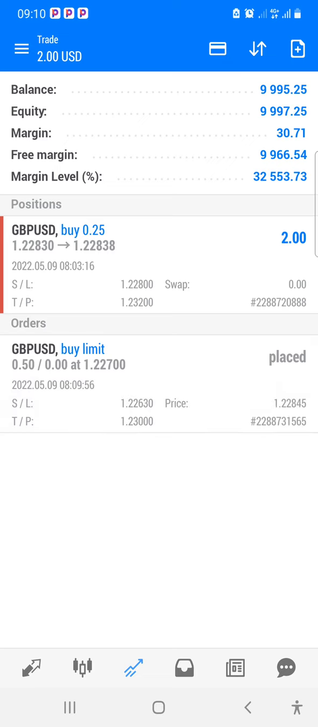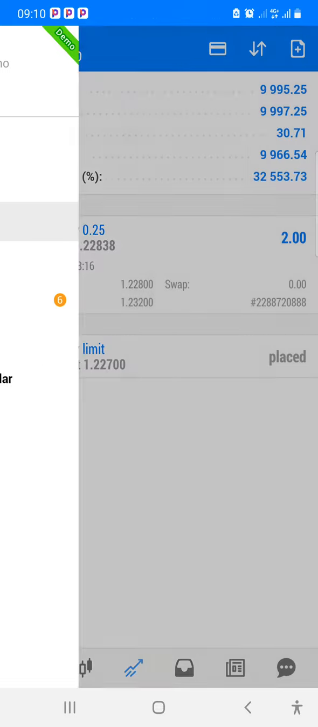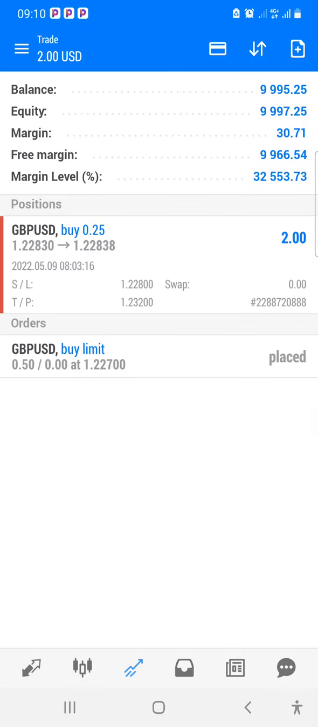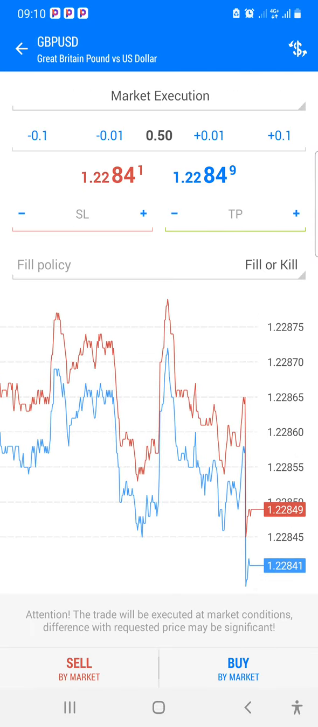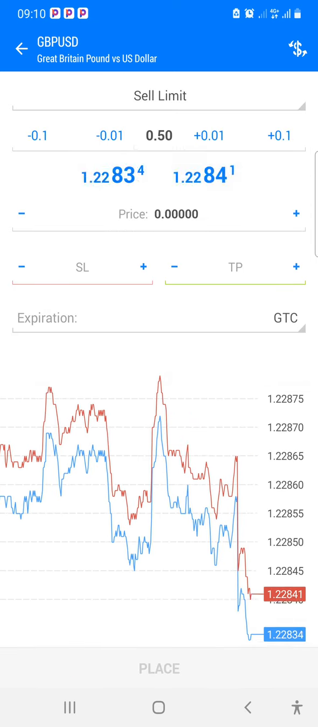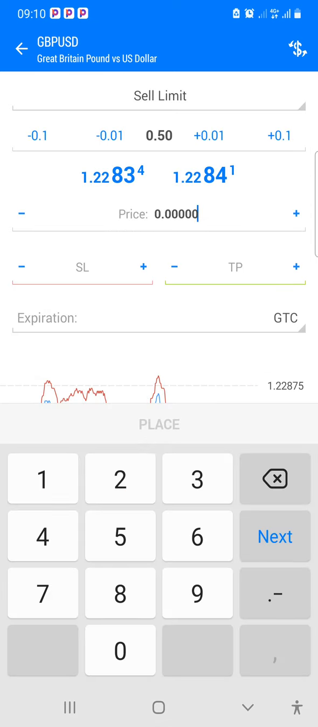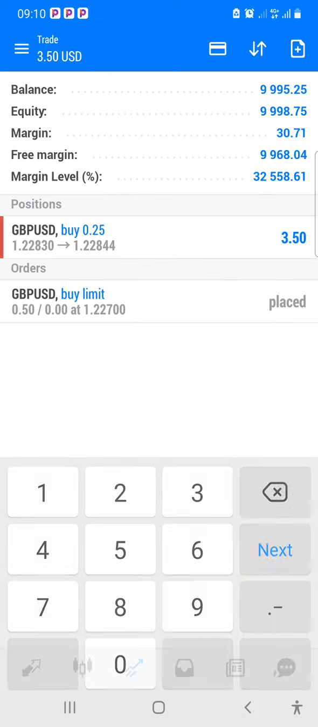Okay, that was that. Then let's go to sell limit. So okay, click on that. Sell limit means I want to sell at a price higher than the current market. Okay, sorry, there's something I forgot to show you guys.